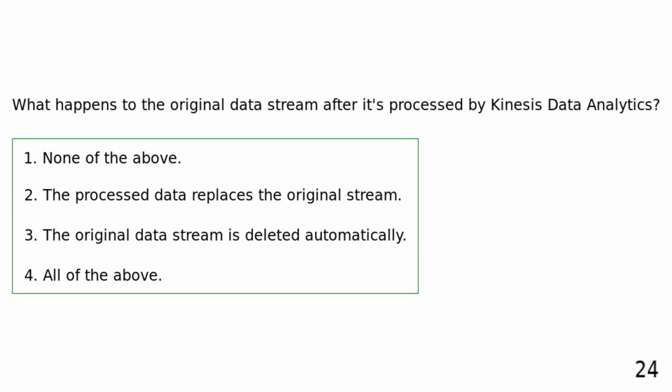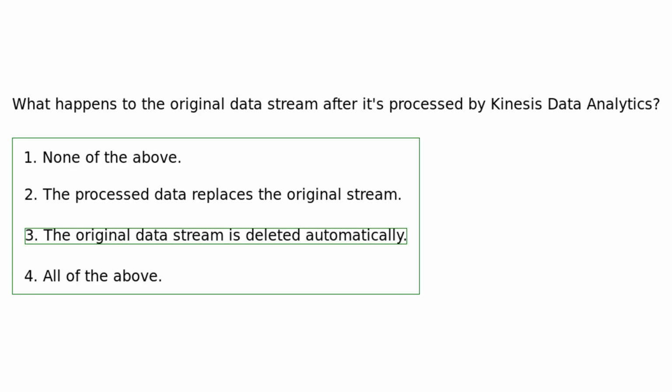What happens to the original data stream after it's processed by Kinesis data analytics? None of the above. The processed data replaces the original stream. The original data stream is deleted automatically. All of the above. The original data stream remains unchanged. Kinesis data analytics processes and potentially transforms the data, often writing the results to a separate location.